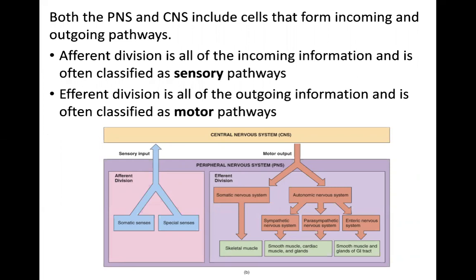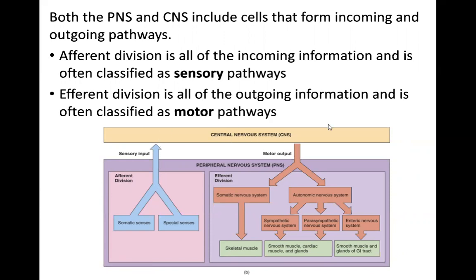So to kind of wrap up, both the peripheral nervous system and the central nervous system include cells that form incoming and outgoing pathways. So think of it like a two-lane highway where you've got traffic going in both directions. We can describe the afferent division as all the incoming information, or we can often classify it as a sensory pathway. Okay. And we're always talking about it in relationship to the central nervous system, which once again, remember, is our brain and spinal cord. It's what these blue arrows are showing you here.